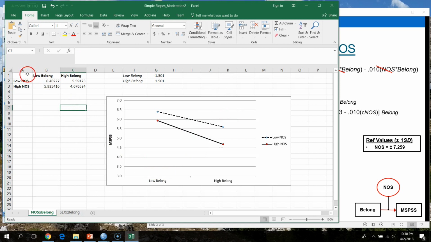And so if we run these in Excel, what we end up with is our simple slope graph for the relation between belongingness and perceived support at high and low levels of NOS, right? So we see at low levels of NOS a weaker relation between belongingness and perceived support. At high levels of NOS a stronger relation.